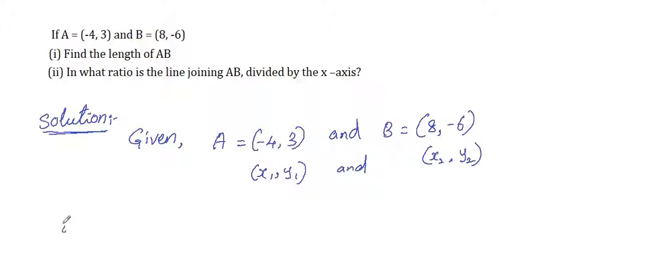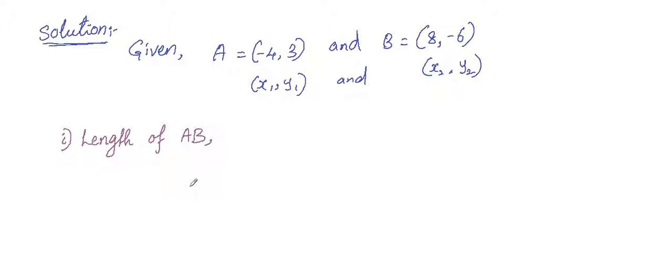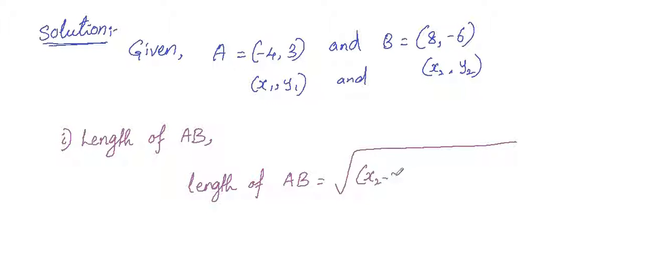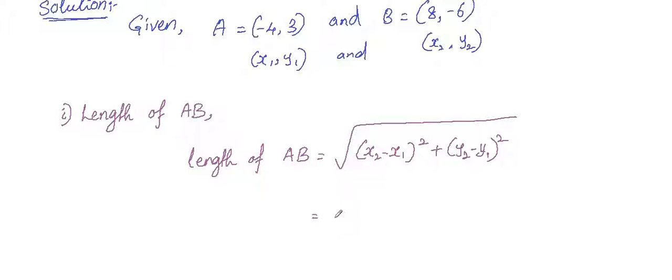First we need to find the length of AB. To find the length of AB, we need to find the distance between 2 points. So just use the distance formula and find the length of AB. The distance formula is square root of (x2 minus x1) whole square plus (y2 minus y1) whole square. Substitute the x1, y1 and x2, y2 values.